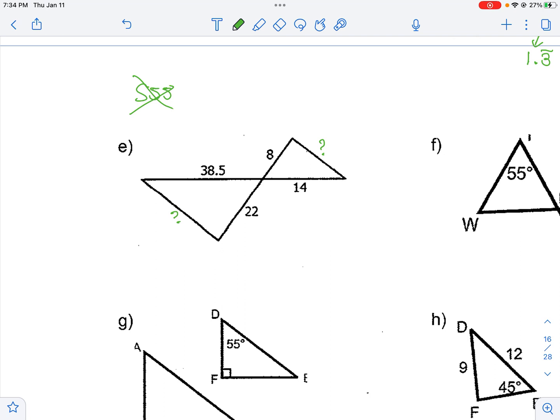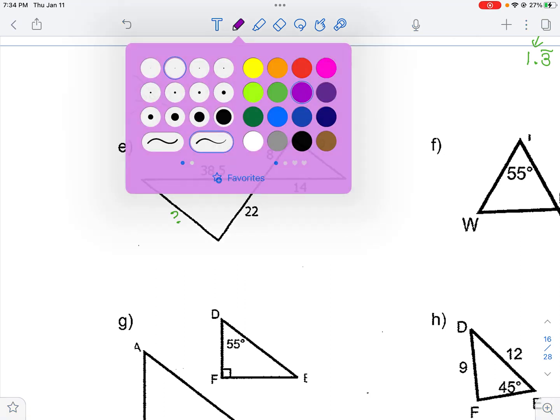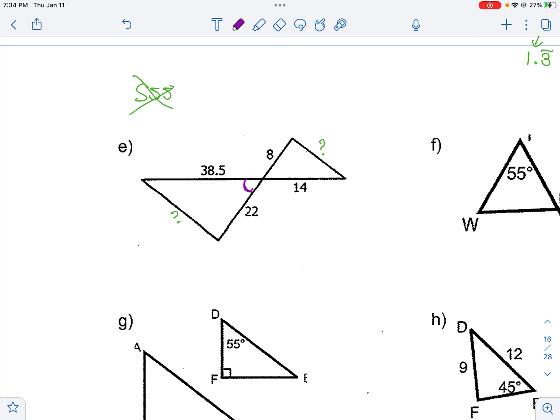Okay, I do have two pairs of sides, so I'm thinking I might be able to use side angle side, but I have to have a pair of angles that are congruent. Well, I'm in luck. Remember, vertical angles are always congruent. So because I have these vertical angles, I do know that those two angles are equal to each other. So automatically I have one pair of angles, but that's the only angle I know. So angle angle is going to be out because I don't know any of the other angles. Again, my only option here is side, angle, side.